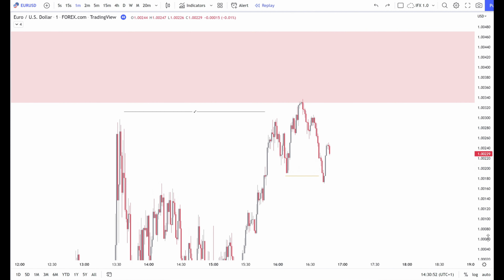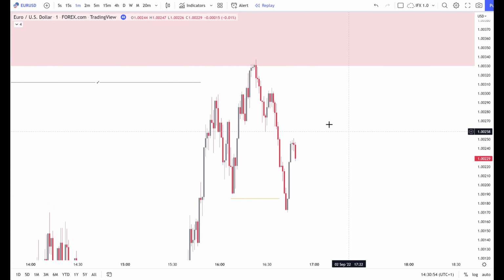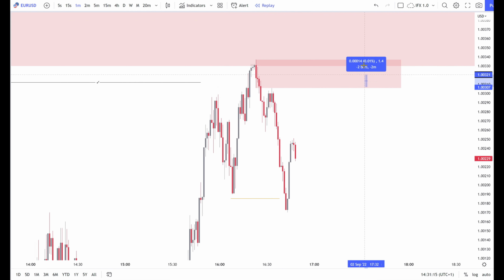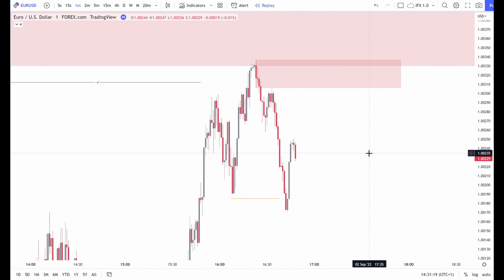Now, another quick little tip here. You don't need to go ahead and refine your POIs to this wick, or into this little inside bar. You don't need to do that. Understand, even having this sort of candle here, which is essentially where this whole move originated from, even then you're still getting away with, let's just say, a 4 pip stop loss, which is still really, really good.